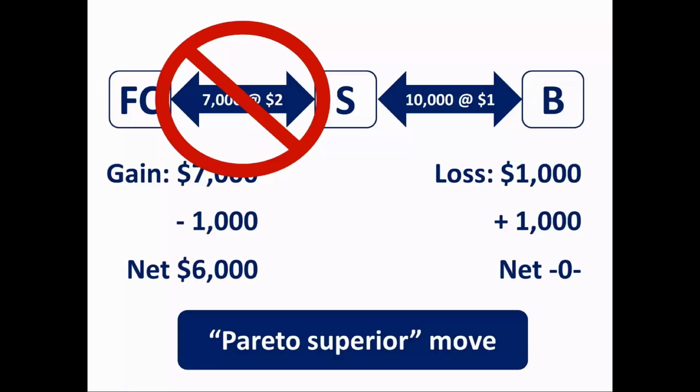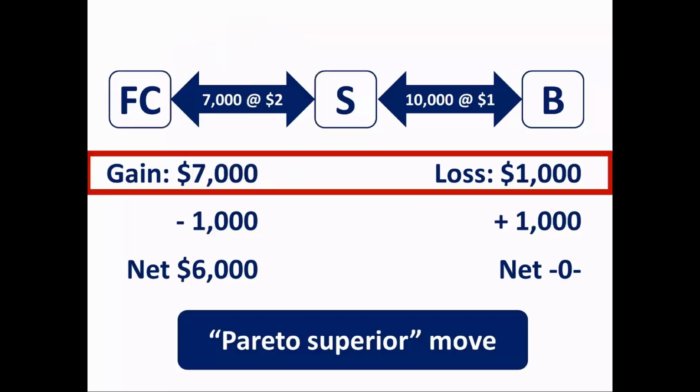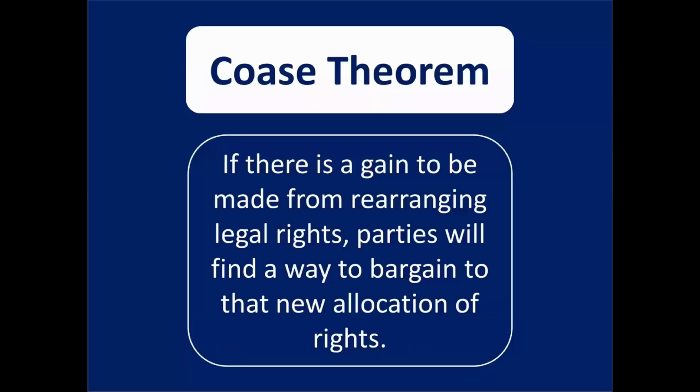You might think that the prospect of punitive damages, or the death penalty, would prevent me from selling to the foreign consortium. But the possibility of bargaining makes that result far less likely. I'll negotiate with the original buyer and try to agree on a price at which he'll let me out of my contractual obligation. The bargaining range will be between the $1,000 in lost profits and the $7,000 potential gain from breach. This analysis is one simple application of what has come to be known as the Coase theorem. If there's a gain to be made from rearranging legal rights, people will find a way to bargain to that new allocation of rights.